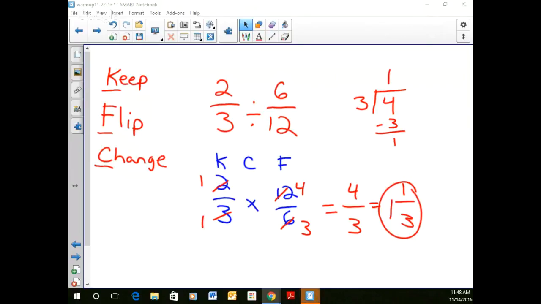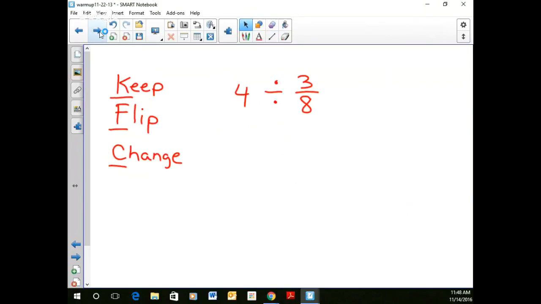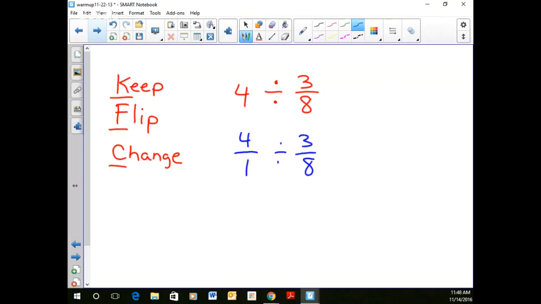The next problem is a whole number divided by a fraction. Now, whole numbers are not that difficult to deal with. All we do is make them into a fraction. And we do that by putting the whole number over 1. Any number over 1 is always equal to itself. So 4 will be 4/1. Now it is a fraction. 4/1 is the same as 4, divided by 3/8.